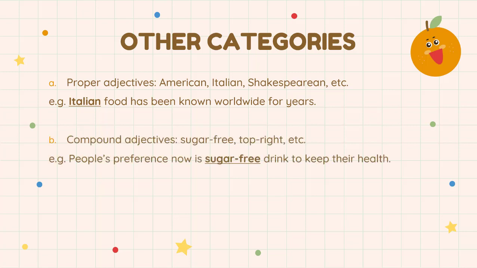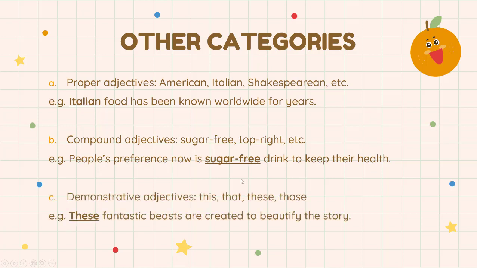The next, compound adjectives. Compound adjectives are created from two or more words to modify the same noun, and usually they are joined with hyphens. The combination can be adjective and adjective, or adjective and noun, or noun and adjective, or other combinations. People's preference now is a sugar-free drink to keep their health. Sugar-free modifies the drink. Sugar is a noun and free is an adjective.